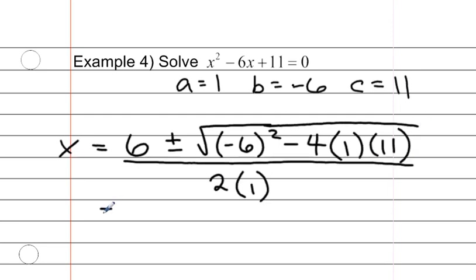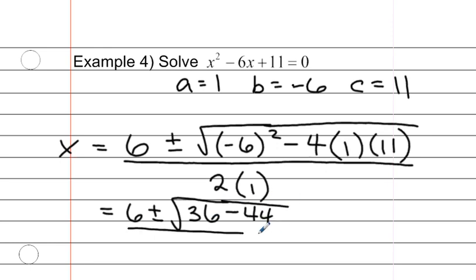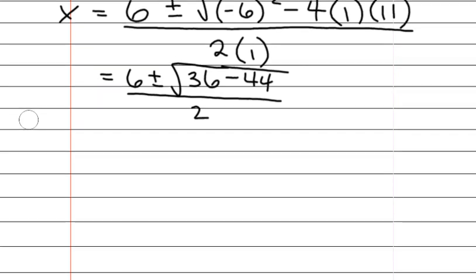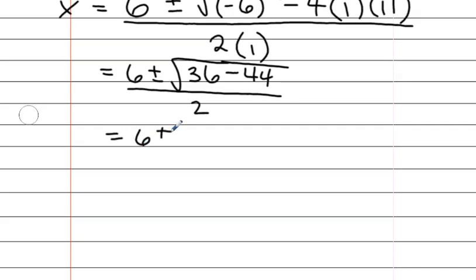So simplify that, you get 6 plus or minus the square root of negative 6 squared, which is positive 36, then minus 4 times 11, which is 44, divided by 2. And then we have 6 plus or minus. Now 36 minus 44 would actually give you a negative 8, and then divide by 2. So the square root of negative 8, you cannot do anything with that.